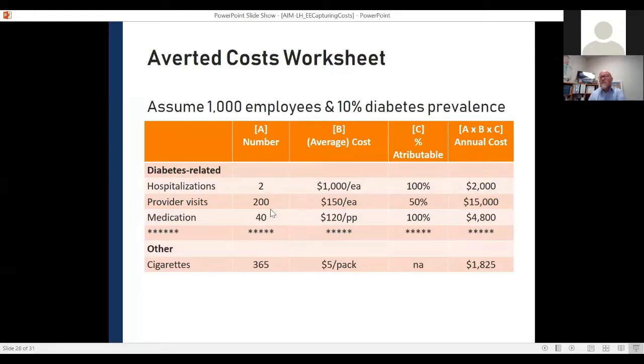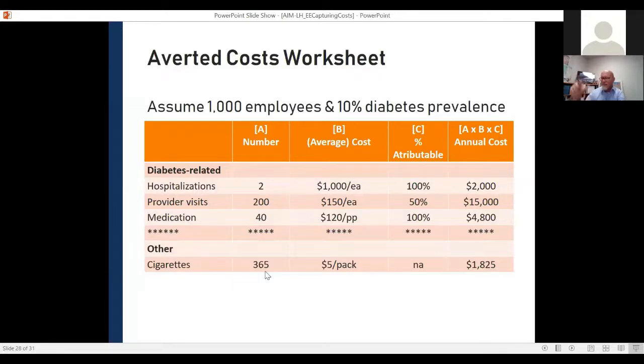We also saw that we had 200 visits to the doctor, but only 50% of those were for diabetes. Some other things may have been flu related or for other causes. So we're only using 50% of the value of the 200 times the 150 to come up with our diabetes related costs, and so forth. In the example I shared before, if we're talking tobacco cessation and we're trying to appeal to the individual about the costs, we could quantify the cost to the individual.